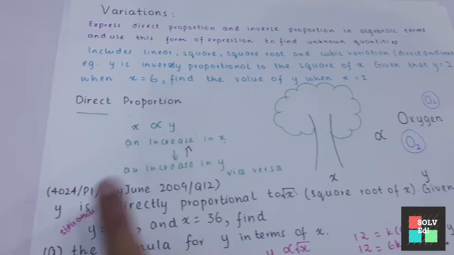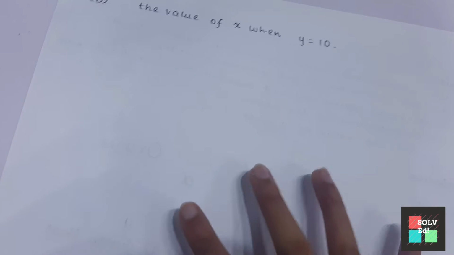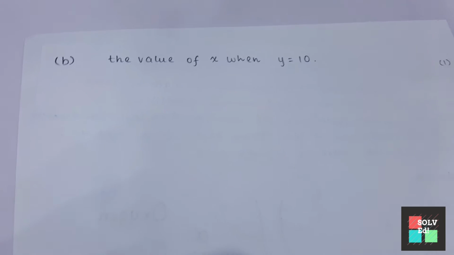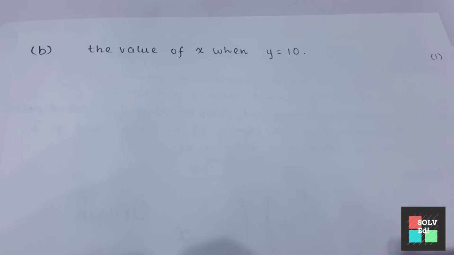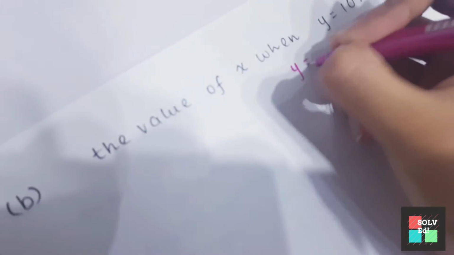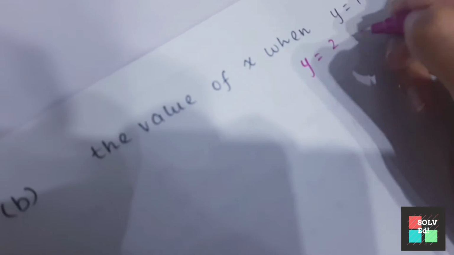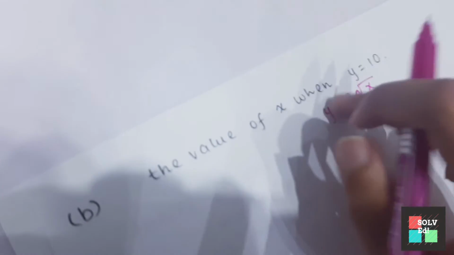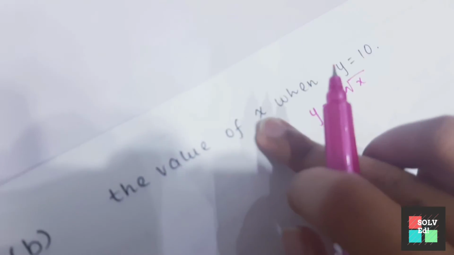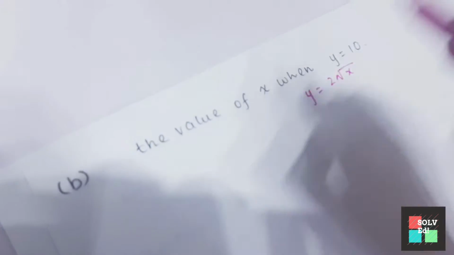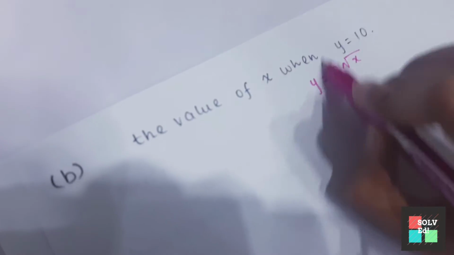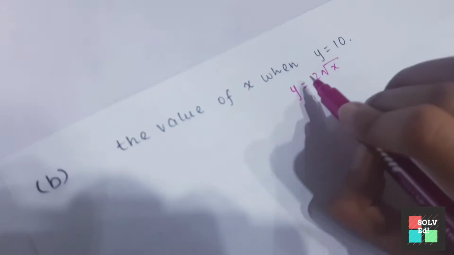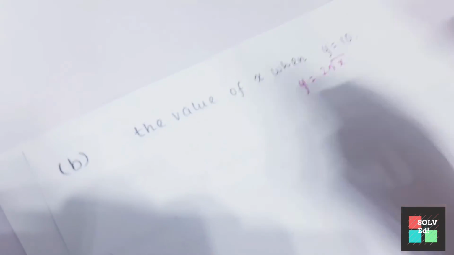So now let's move on to the second part of this question, which is 1 mark. The value of x when y equals 10. Now we know the formula, which is y equals 2 times the square root of x. And they've given us another situation where one of the variables is missing, it's unknown, and we have to find it, whereas the other one is given. Since k is also given and another variable is given, we can find the unknown here.